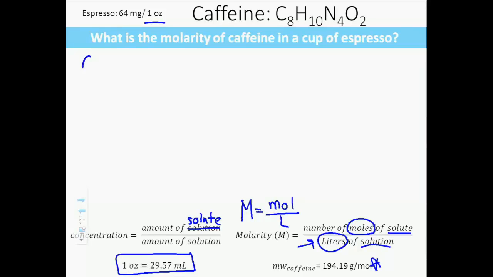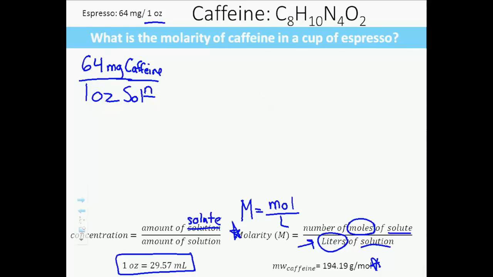Let's start out with 64 milligrams per 1 ounce. And milligrams of what? In this case, we're talking about caffeine. And ounces of what? And that's solution, which I'm going to abbreviate with SOLN on top. So we're starting out with that, and we want to end up at the very end with molarity. So let's figure out how we're going to get rid of milligrams and how we're going to get rid of ounces. Milligrams need to be turned into moles. Ounces needs to be turned into liters.